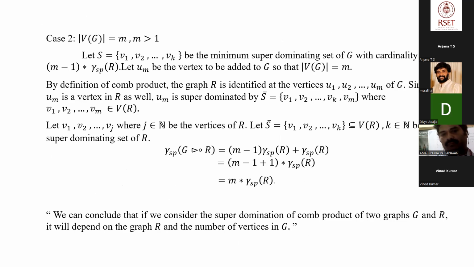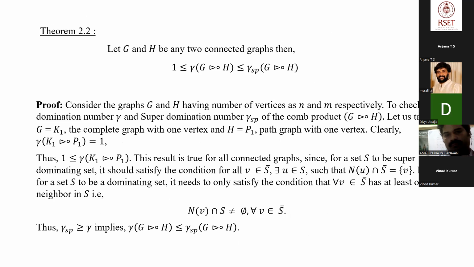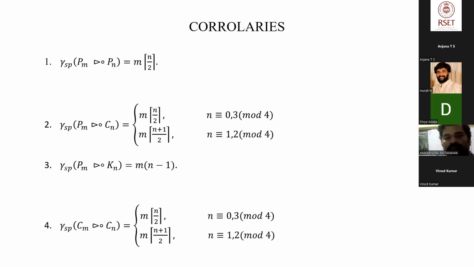So next we have our results again, that if there are two connected graphs G and H, then one will be less than or equal to the domination number of the component, less than or equal to the super domination number of the component. Then there are some corollaries: the super domination number of two paths joined together is m into the ceiling function of n by 2.